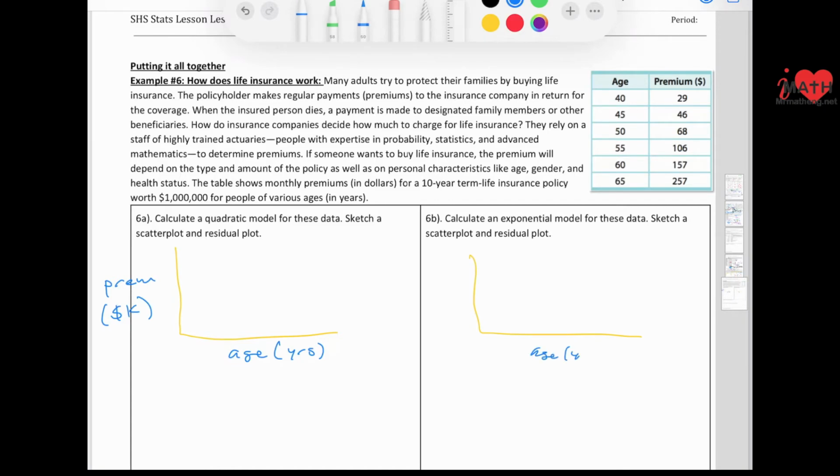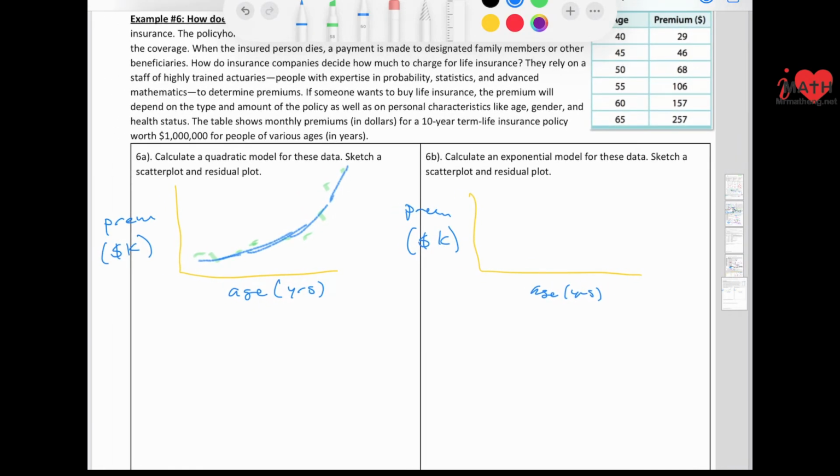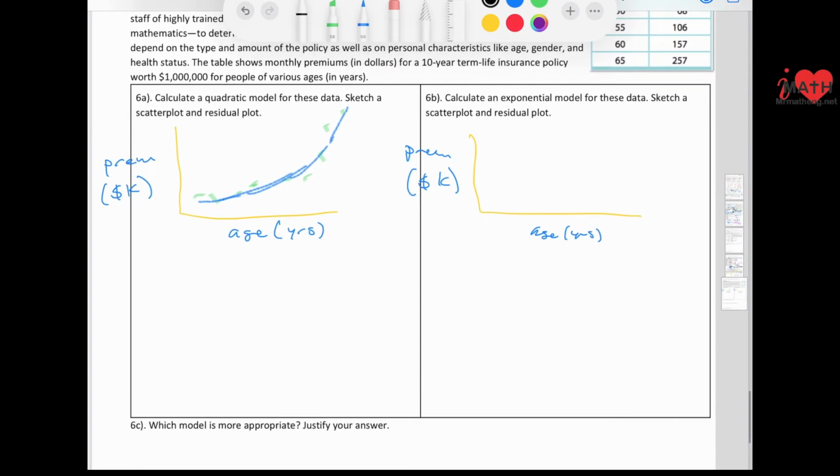So age, in years, and this is the premium measured in money, right? And over here, if I chose to do a quadratic, that's what my graph looks like. And then I'm just going to write out the equation once I put it into my calculator. Because this side is the quadratic, I got y hat equals 0.379x squared minus 31.191x plus 674.95.